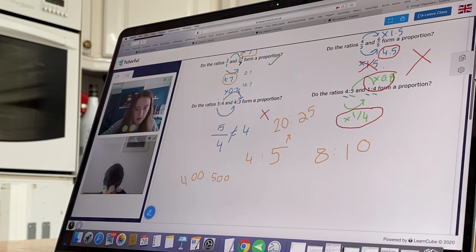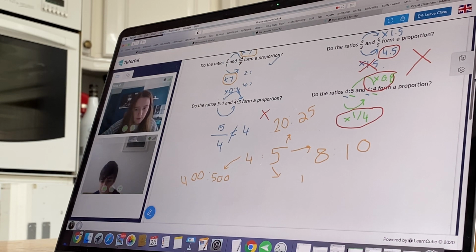Do you see how they've all got something in common? Or 15 and 20. Multiply both of them by 5, we get 20 and 25. But to get 15, we could just times them both by 3, and then we get 12 and 15.